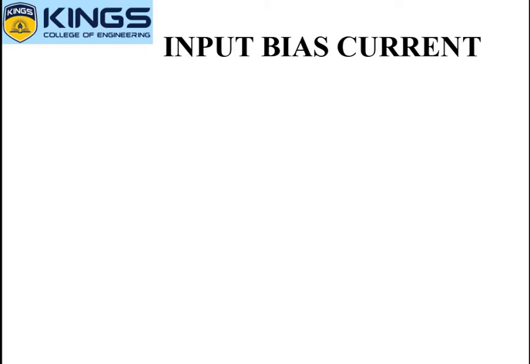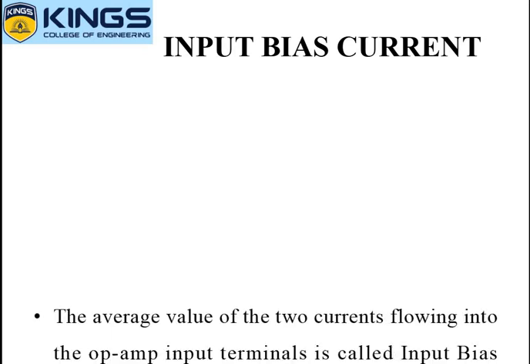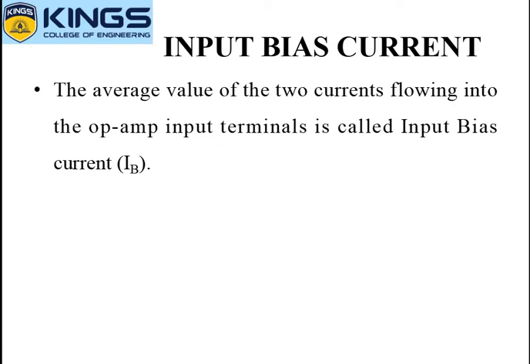In an ideal op-amp, we assume that no current is drawn from the input terminal. However, practically input terminals do conduct a small value of DC current to bias the input transistor. The average value of two currents flowing into the op-amp input terminal is called input bias current, IB.